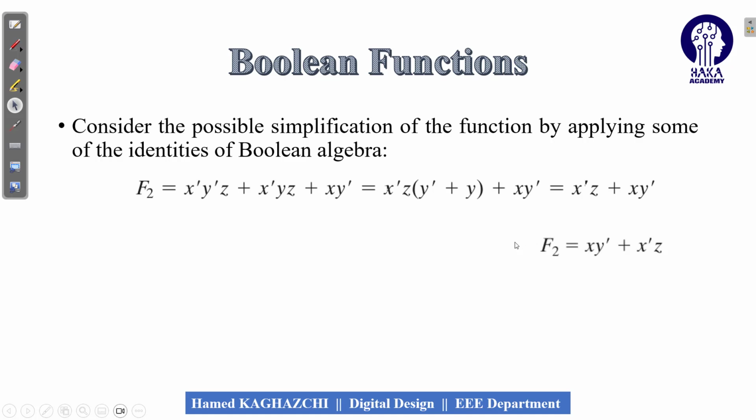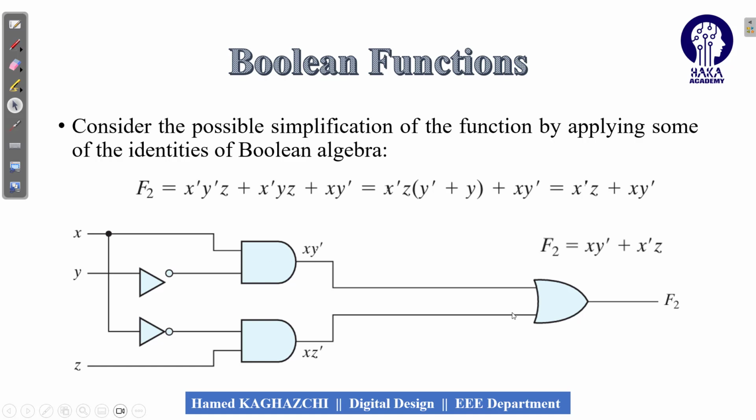Now if I draw this circuit, you can see that in the previous one I had 6 gates. Here I have 5 gates, but another important thing is that the inputs of the gates are 2. In the previous one we had 3-input gates, but here you can see that my AND gates have 2 inputs. So this is so important in the case of designing digital systems, because we want to simplify, then after simplifying, design the simplest circuit.